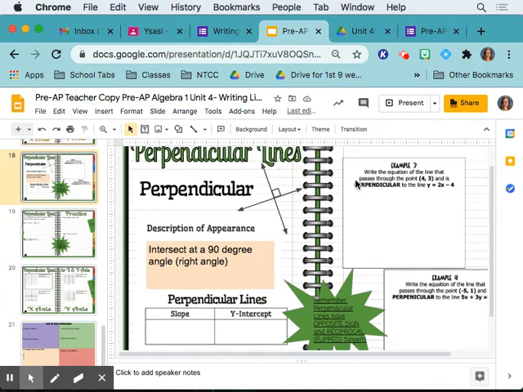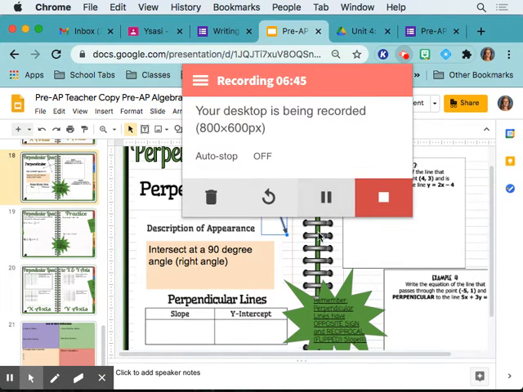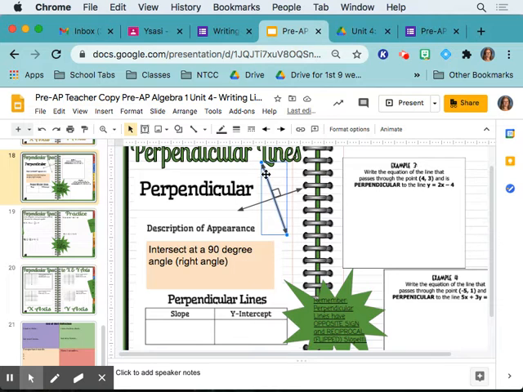Okay. So let's look at these two lines. I'm going to look at this one first. Teachers, I'm sorry for this. If we look at this first line, what kind of slope is this? Is it positive or negative? Negative. Okay, so this one's negative. And then what about the other one? Positive.